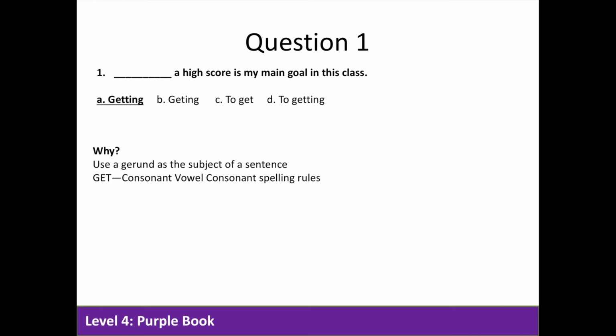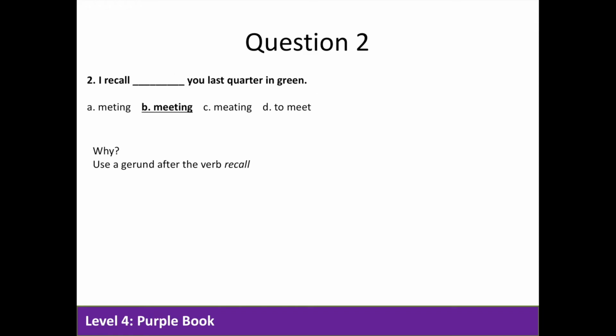Question 1. Blank a high score is my main goal in this class. Again, here I want to use the gerund as the subject of the statement. We have to remember the spelling rules. So we have the verb get, consonant, vowel, consonant. So double the T, add ing. A is the correct answer.